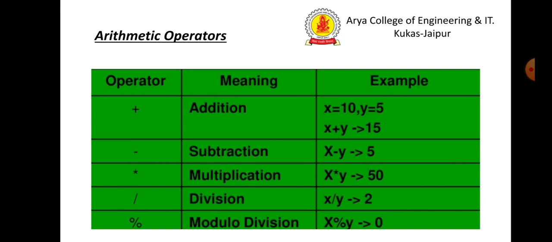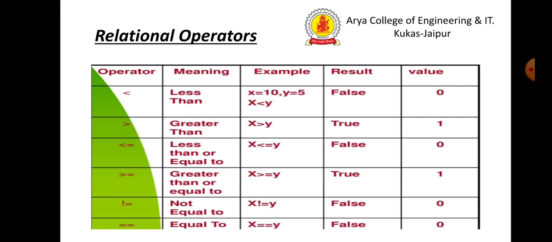Now the arithmetic operators: plus, minus, multiply, divide, and modulus. Modulus gives us the result that is the remainder, and the division gives us the quotient. The relational operator gives the result in the form of false and true, or a value is 0 if it is false and 1 if it is true. The symbols are greater than, less than, greater than or equal to, not equal to, double equals to. All these are the symbols for the relational operator.